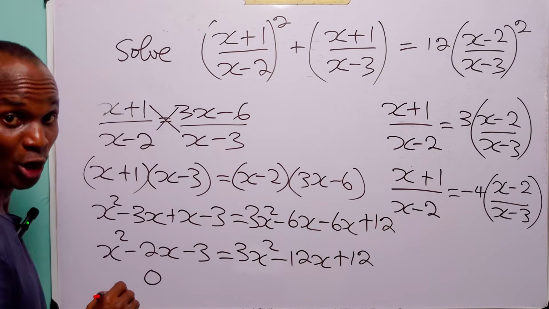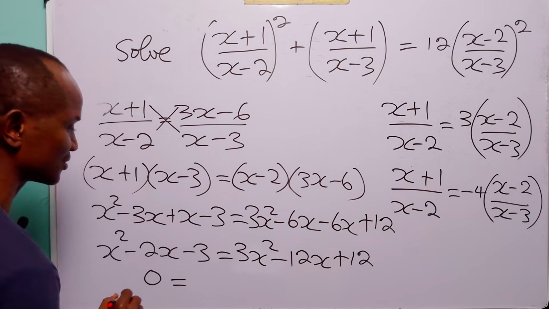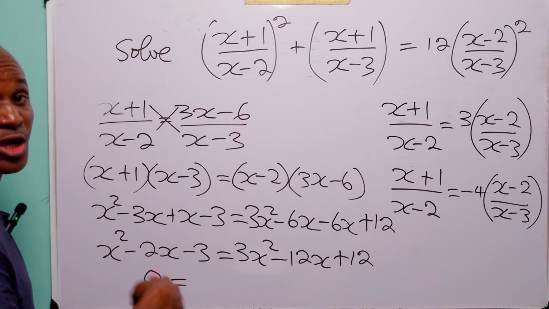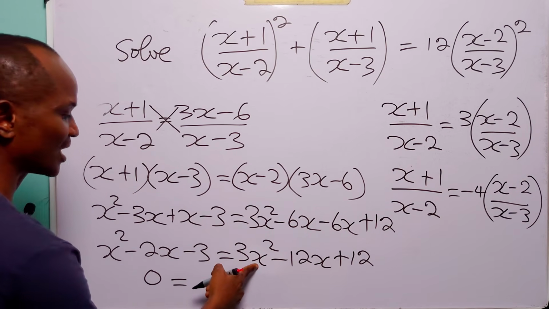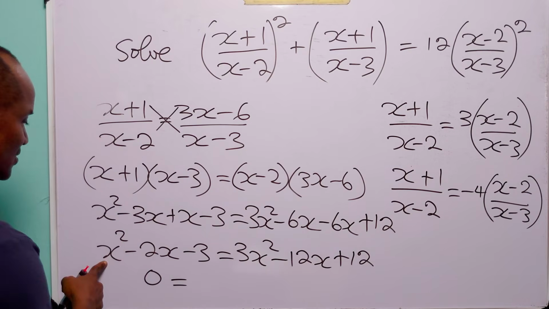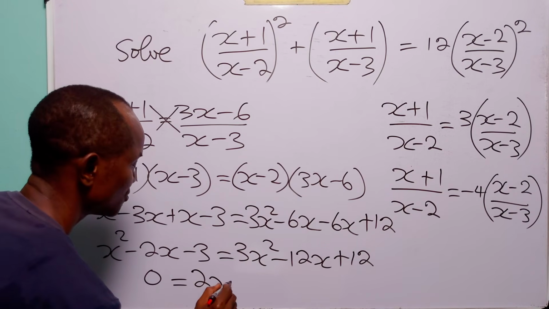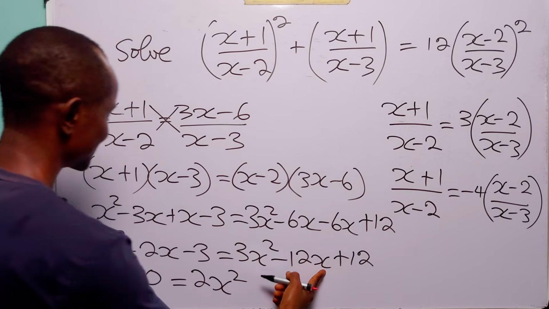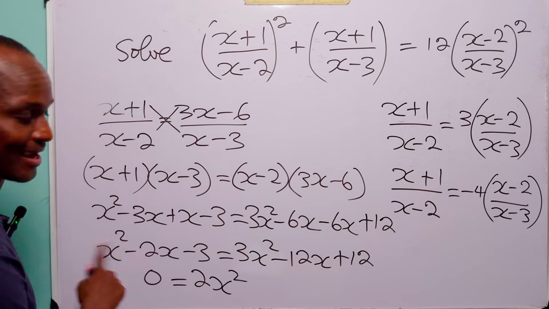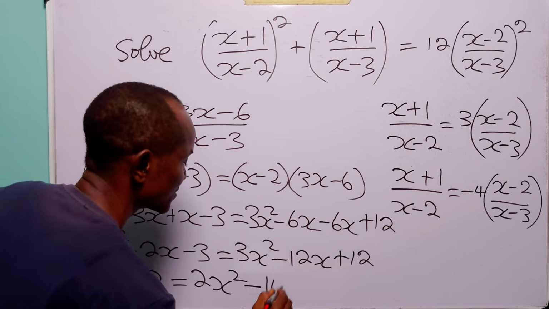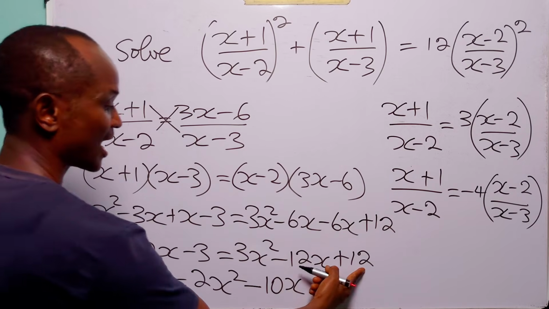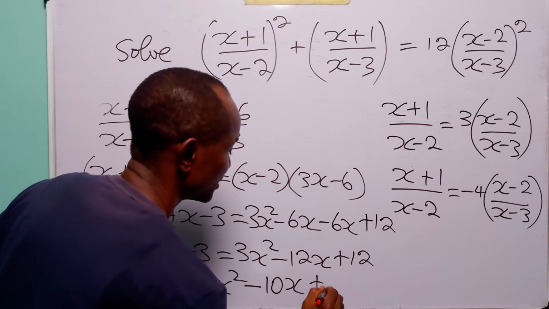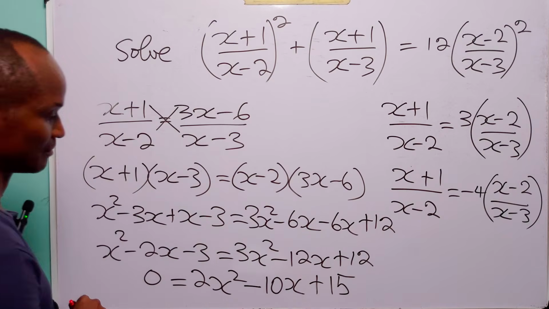Now, when we move all these terms over to the right hand side, we are left with 0 on the left hand side, and this is equal to, now this is 3x squared. When this goes over, it's going to be minus x squared. So we have 3x squared minus x squared. That is going to give us 2x squared. We have minus 12x plus 2x. That is going to give us minus 10x. And we have 12 plus 3. That is going to give us plus 15.